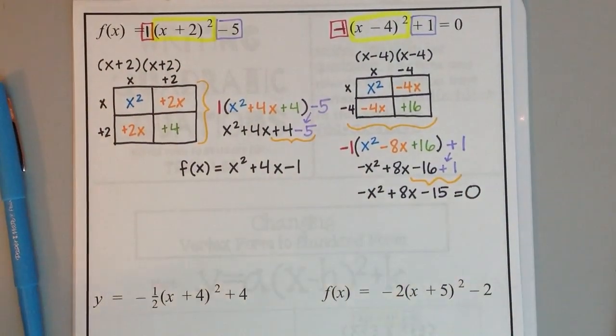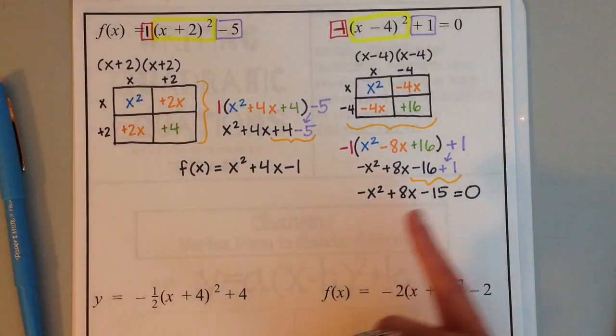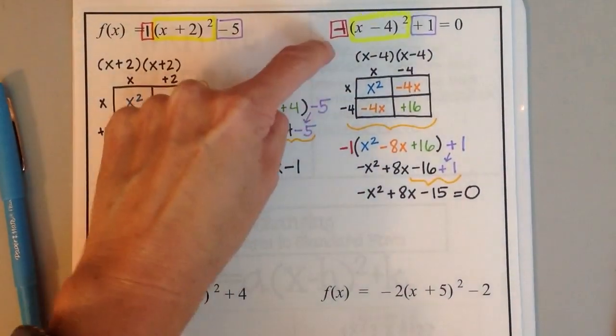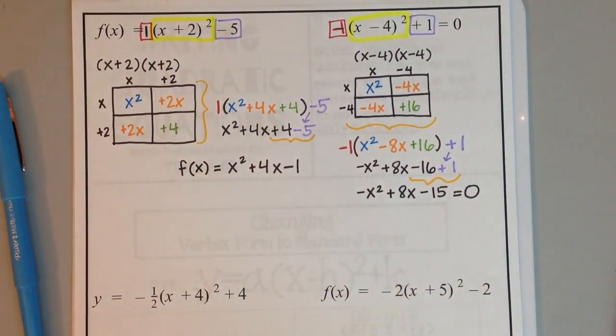And now I have an equation where I can see my a, b, and c coefficient. And if I do a quick check, my a coefficient should be the same a coefficient that I started with.